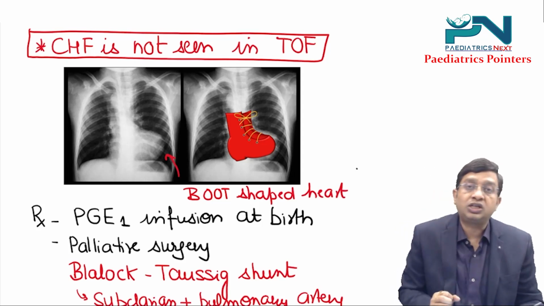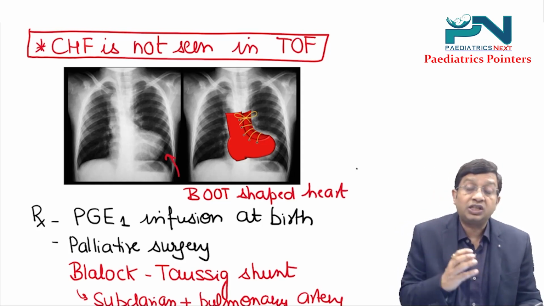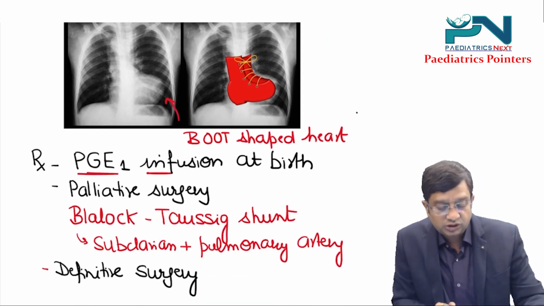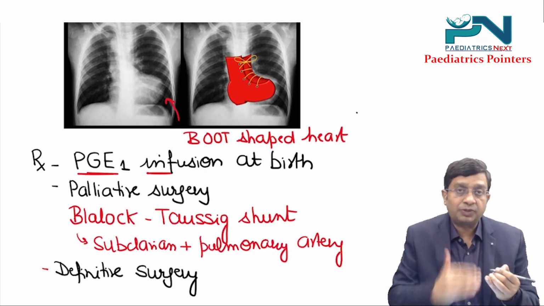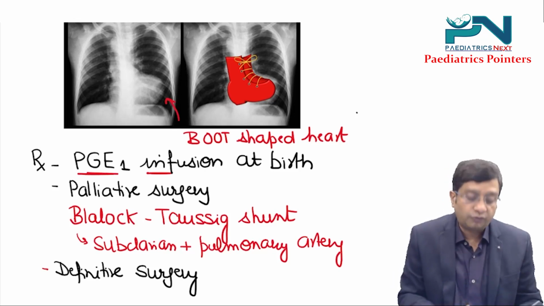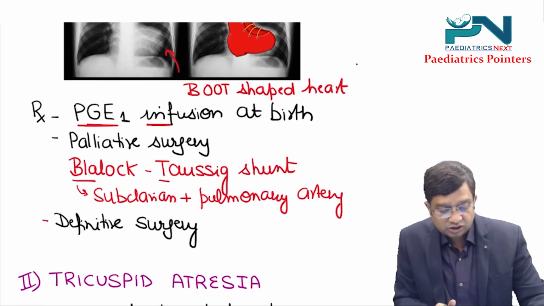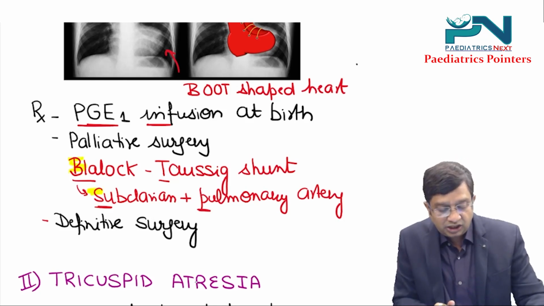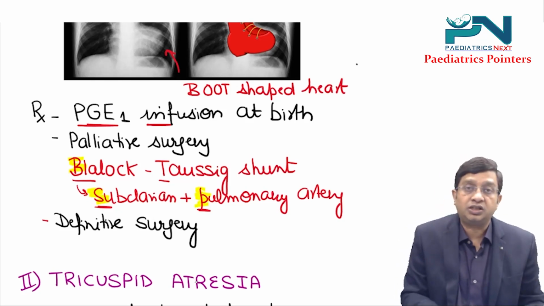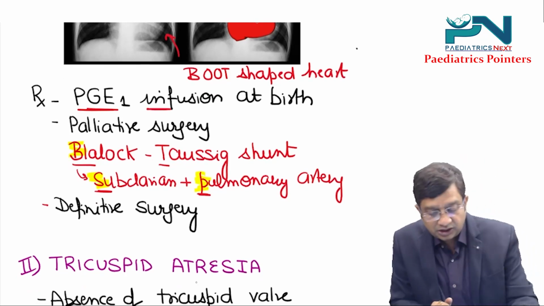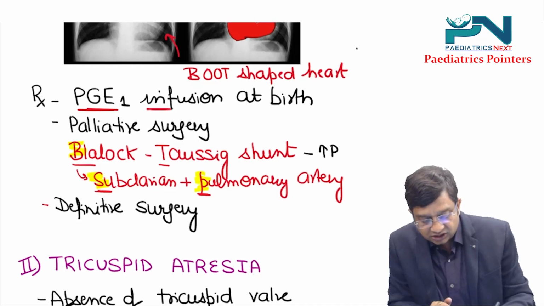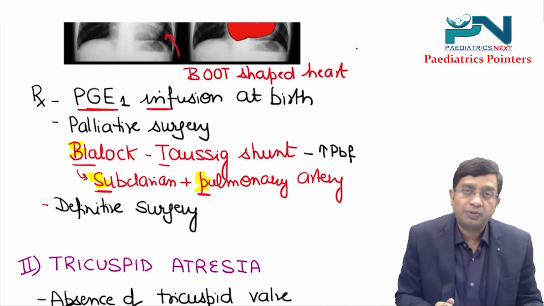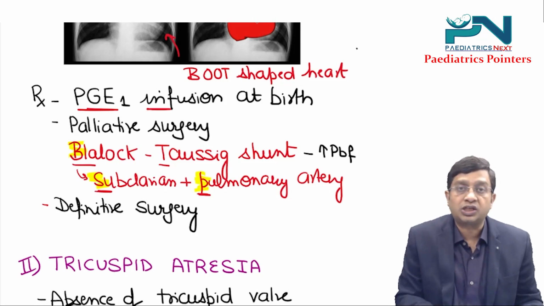What is to be done at birth? At birth, you want to increase the prostaglandin. You want to basically increase pulmonary blood flow. For this, you give prostaglandin E1 infusion, which will keep the ductus open and the pulmonary blood flow will increase. You can go for palliative surgery, that is Blalock-Taussig shunt. You attach the subclavian artery with the pulmonary artery. This is just to increase the pulmonary blood flow, and this is a palliative surgery. Otherwise, nowadays you go for the definitive surgery. This was the first, Tetralogy of Fallot.